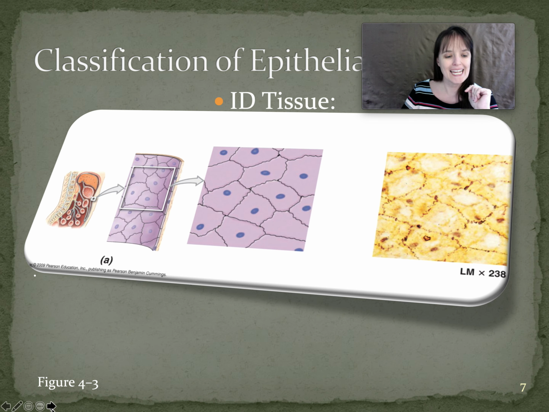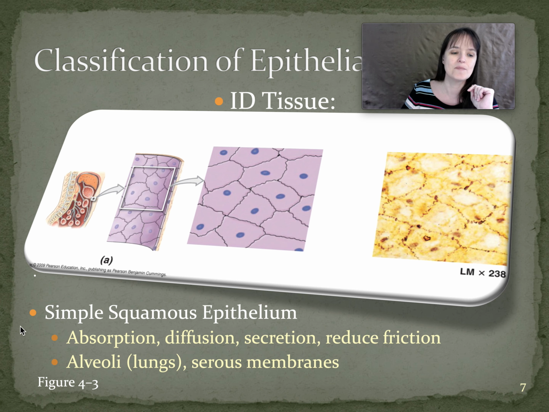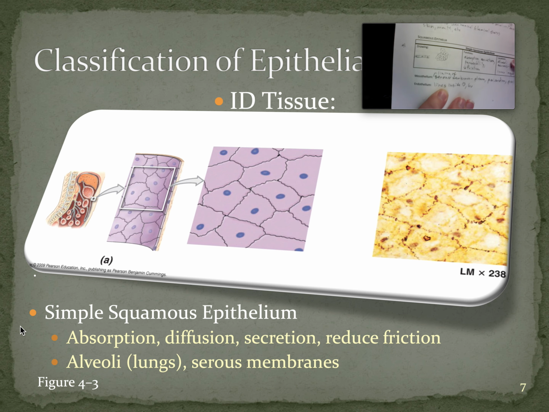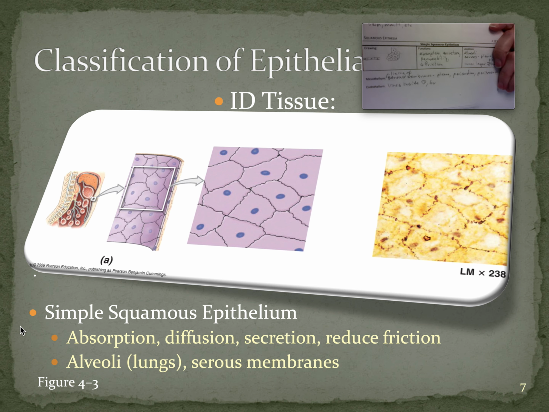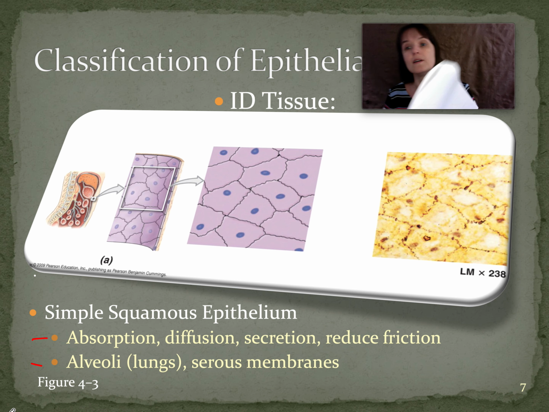So what in the world is that tissue? That is simple squamous epithelium. And so I have a box for you to draw your simple squamous epithelium, and then a box for the functions, and I have the functions on their own bullet, and then the locations, which I also have on their own bullet. So the functions of simple squamous epithelia are absorption, diffusion, secretion, and to reduce friction.